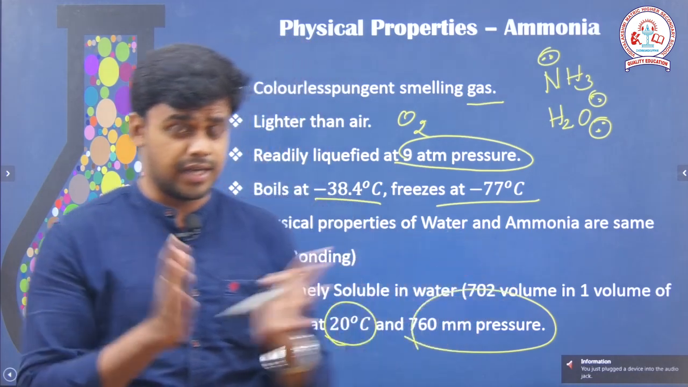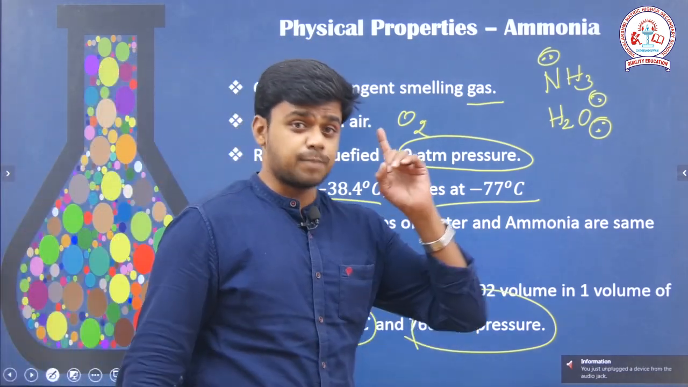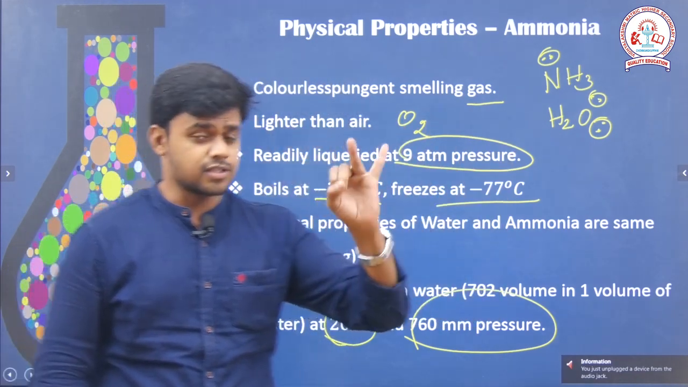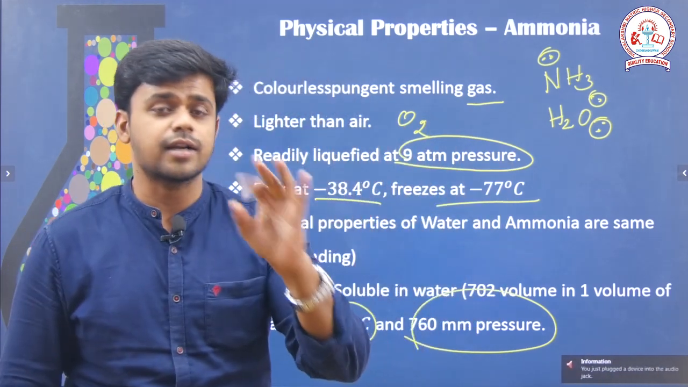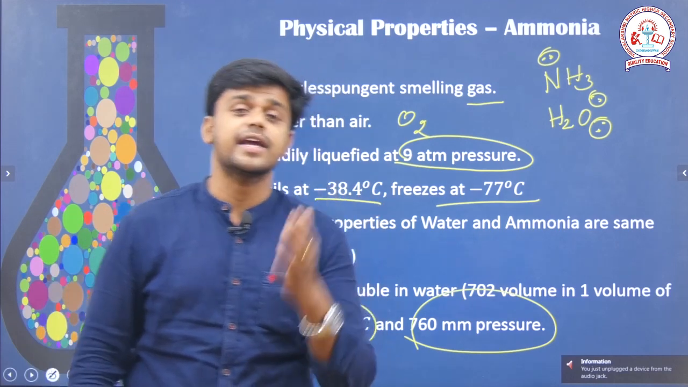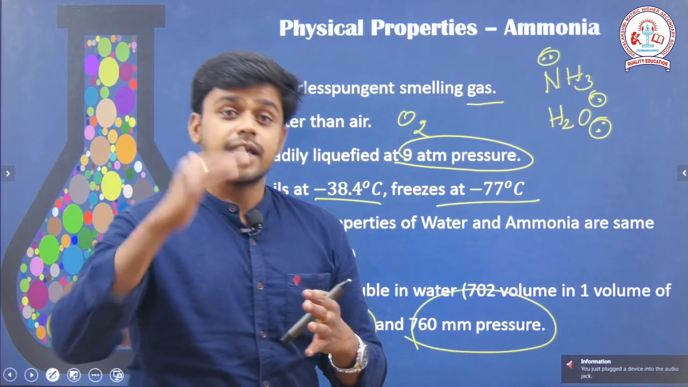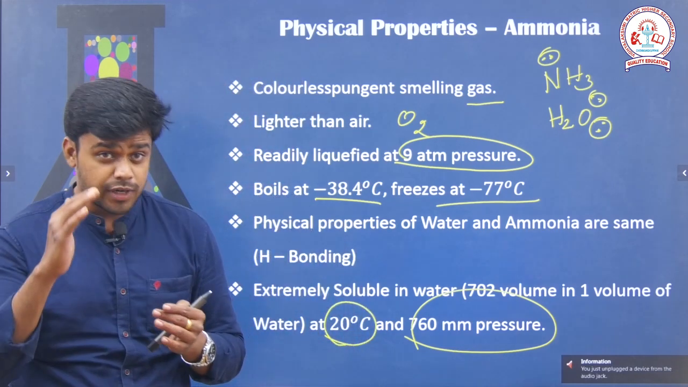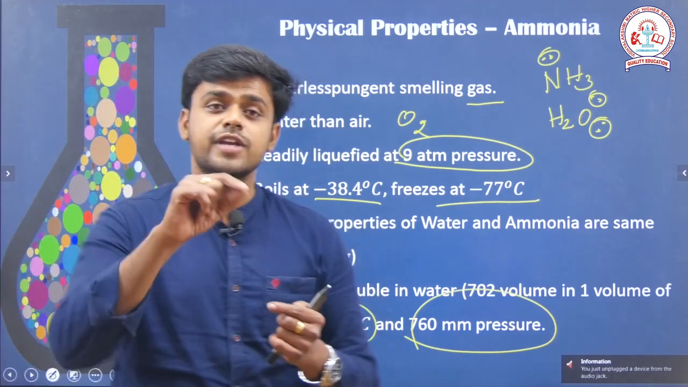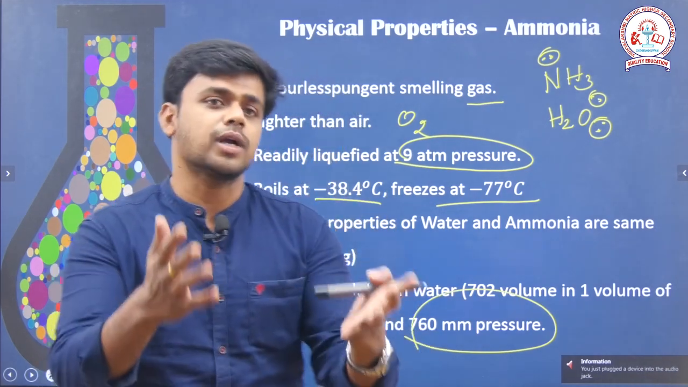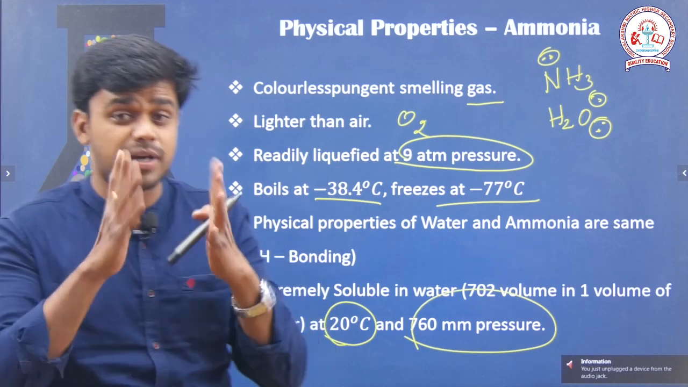அதுல எந்த சந்தேகமும் இல்லை. ஸோ சம்மிங் அப், கலர்லெஸ் பஞ்சன் ஸ்மெல். ஓகே, கேஸ் தெரியும், கலர் கிடையாது, அன்பிளசன்ட் ஸ்மெல். ஏரை விட கண்டிப்பா லைட்டர் ஆகும். தட்ஸ் வை இட்ஸ் கால்ட் லைட்டர் தென் ஏர். தென் we can readily liquefy it at 9 atmosphere. பிரஷரை இன்க்ரீஸ் பண்றோம். தென் எந்த டெம்பரேச்சர்ல பாயில் ஆகுதுன்னா 38.4 டிகிரி செல்சியஸ் மைனஸ்ல பாயில் ஆகுது. ஃப்ரீசிங் -77. சரி, இதுக்கும் வாட்டருக்கும் என்ன சிமிலாரிட்டி? ஹைட்ரஜன் பாண்டிங் இருக்கு. அதுதான் ஒரு முக்கியமான சிமிலாரிட்டி.